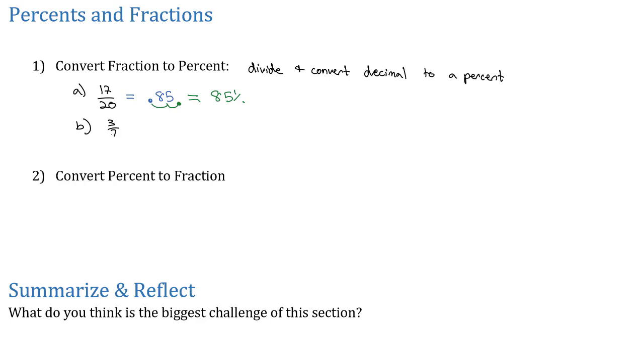What if I want 3/7? Well, on my calculator, we can divide. 3 divided by 7 is approximately 0.4286. To change that to a percent, we multiply by 100%, which moves the decimal twice, to get 42.86%.